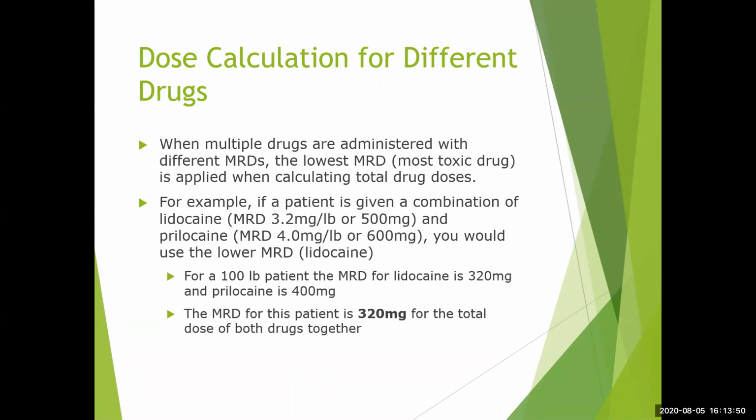So for a 100-pound patient, the MRD for lidocaine is going to be 3.2 times 100, which is 320 milligrams, whereas the MRD for prilocaine would be 4.0 times 100, or 400 milligrams. So you're going to go with the lower of those two. The MRD for that patient is actually going to be 320 milligrams for both of the drugs together.